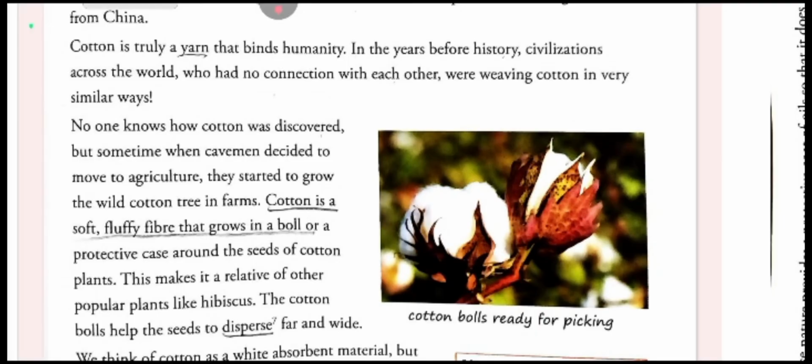In the years from before history, civilizations across the world who had no connection with each other were weaving cotton in a very similar way. Before the societies of the world were made, in all those societies, even without connections with each other, the weaving process of cotton was very similar in all the civilizations at that time.